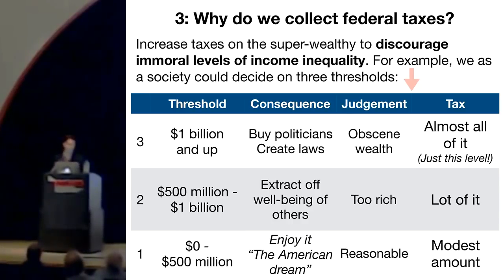Threshold number 2, below that, 500 million to a billion. And this threshold is not quite as obscene. However, it is really difficult to become even more wealthy unless you harm other people in the process by extracting off of their well-being. So we decide that this is simply too rich. It's not obscene, but it is too rich, and we're going to tax a lot of it. And finally, $0 to $500 million. If you have that much money, enjoy it. That's the American dream. It's reasonable. So we're going to tax a modest amount of it, but you can basically keep it and enjoy it.